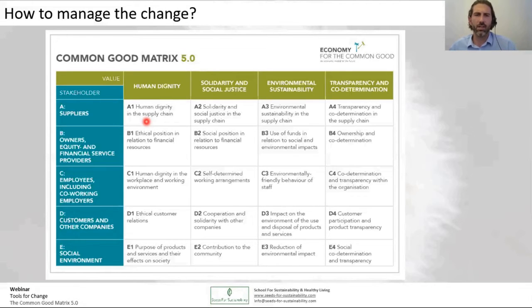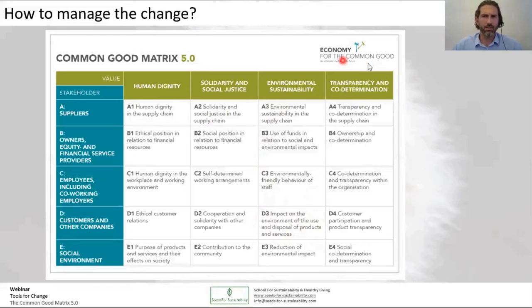Solidarity is another topic, as is social justice, and you have to understand these topics better to know the difference between each other. But environmental sustainability is quite clear. We will later look into an example, D3, the environmental impact of my products. So this is also something we can think of. It's nothing too abstract, so we can identify with it.